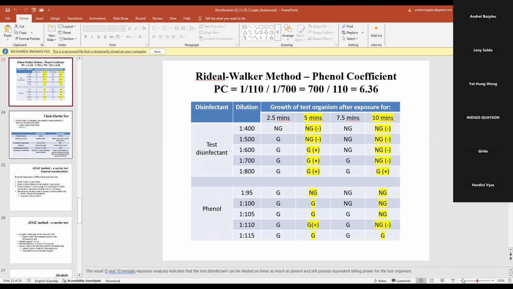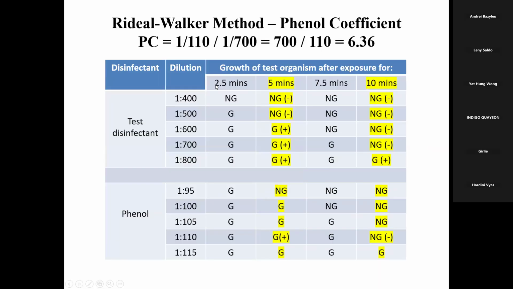Very briefly, like I said, my explanation is going to be exactly the same. You look for the critical dilution for your test disinfectant. You identify your critical dilution for the phenol, and then you divide one by the other. You divide critical dilution of phenol by critical dilution of test disinfectant. That gives you the phenol coefficient.